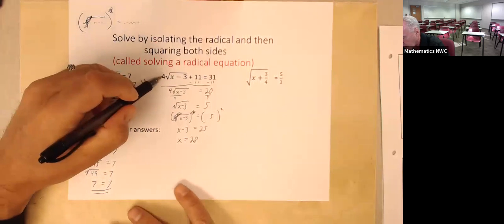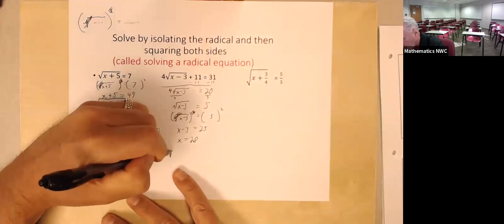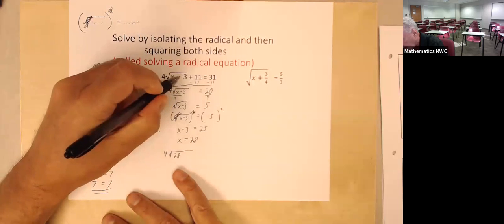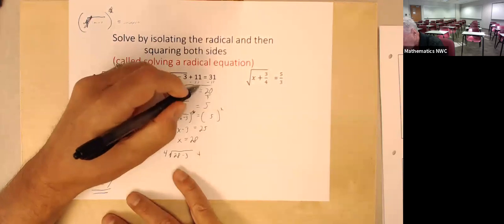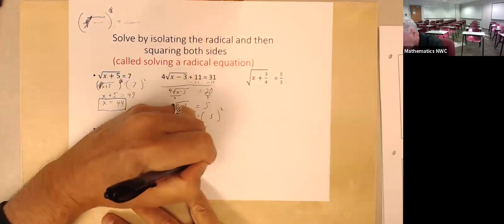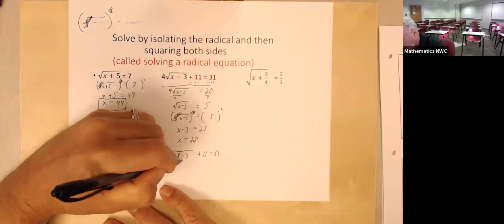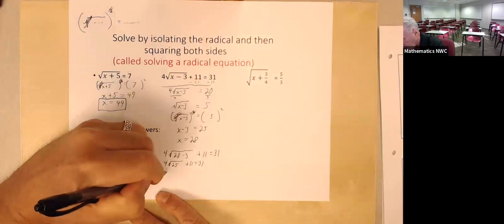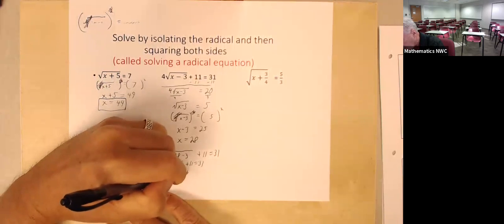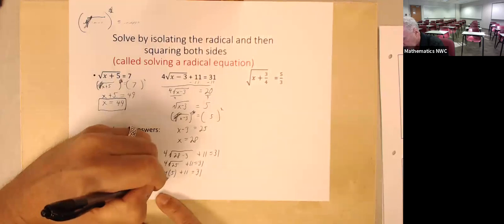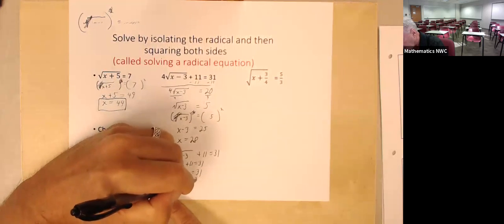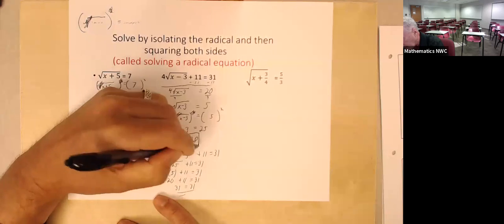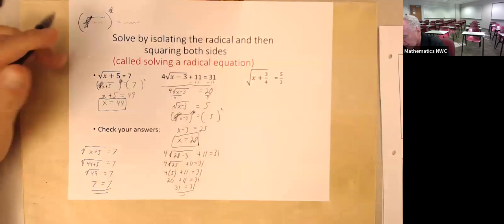Better check out our answer, so I go back to my original. 4 radical, instead of x now, I'm going to put in 28 minus 3 plus 11 equals 31. This becomes 4 radical 25 plus 11 equals 31. Radical 25 is 5. 20 plus 11 does give us 31. It does check out. So that means I can keep the x equal to 28. I checked my answer.